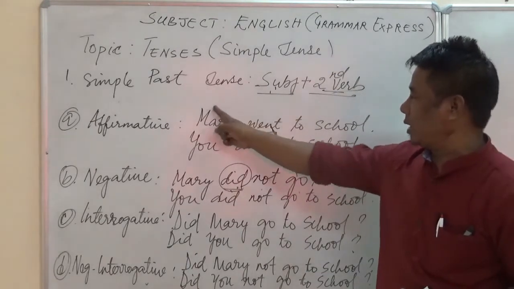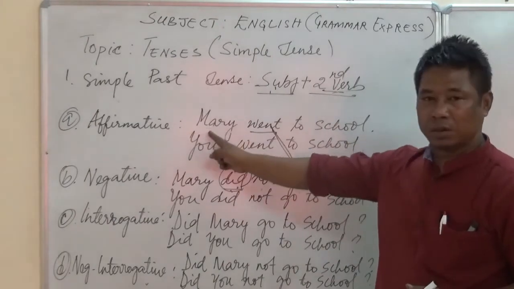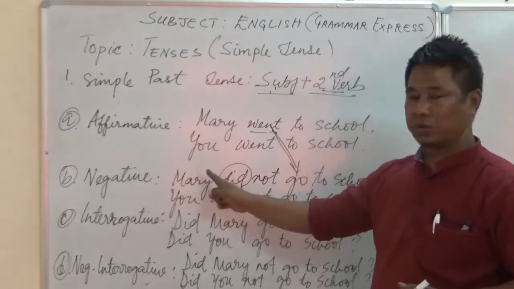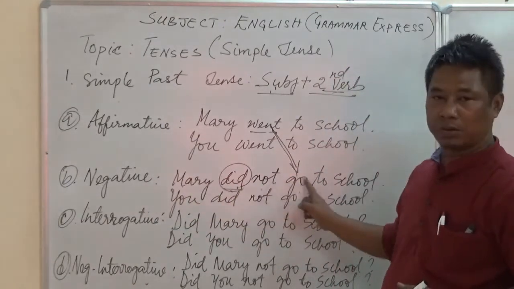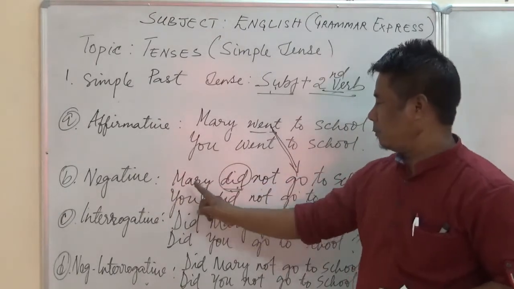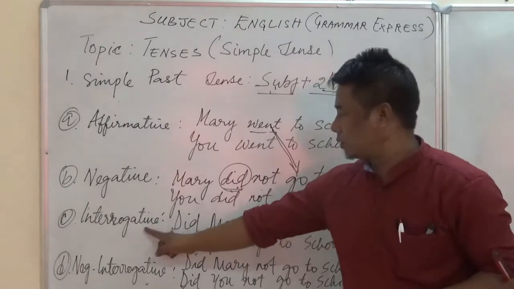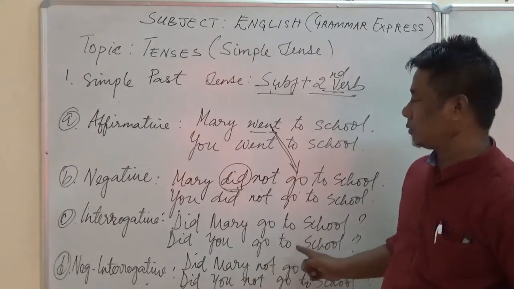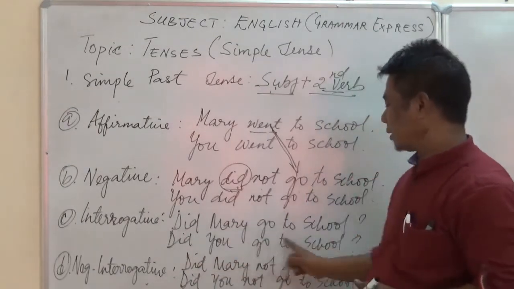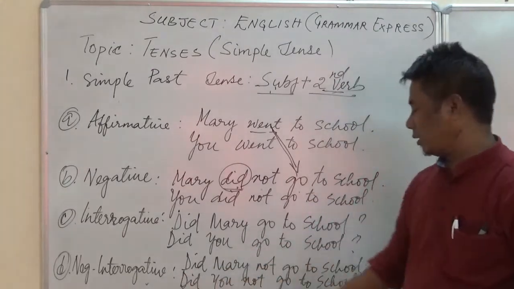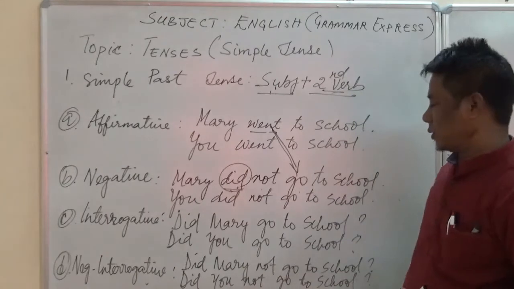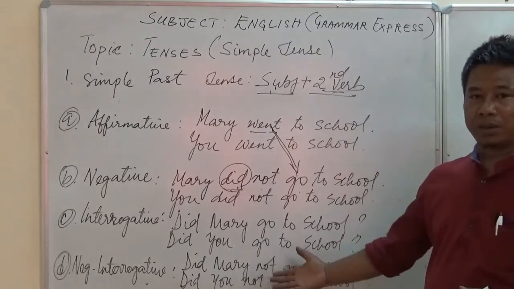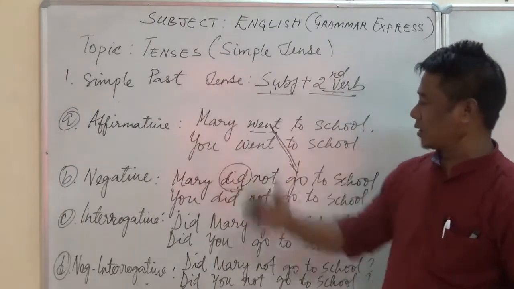Simple present tense, Mary goes. Simple past, Mary went. In the negative sentence, simple present, Mary does not go to school. Simple past, Mary did not go to school. Interrogative, simple present tense, does Mary go to school? Simple past, did Mary go to school? Negative interrogative, does Mary not go to school? Do you not go to school? Simple present tense. And simple past, did.